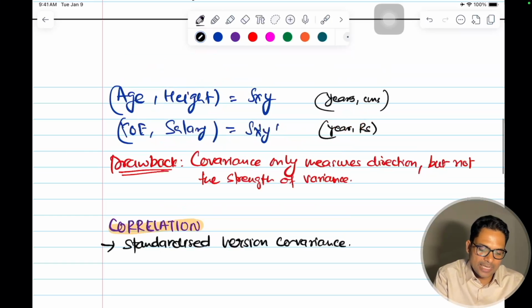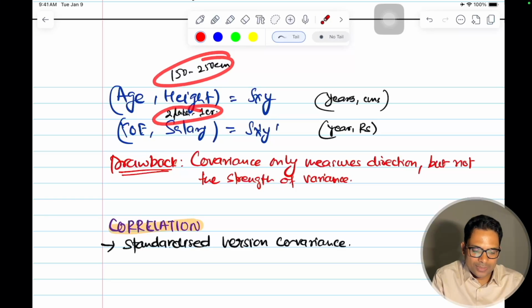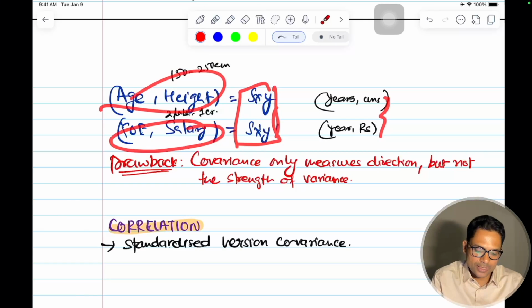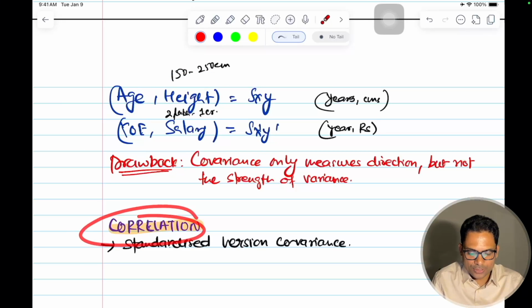So the magnitude I get, because height would be, say, 150 to 200 or 250 centimeters, but the salary would be something like, say, from 2 lakh to 1 crore. So they are not comparable. I cannot compare the magnitude and say these are more correlated. For this, a new metric was required. That's why we have correlation also.